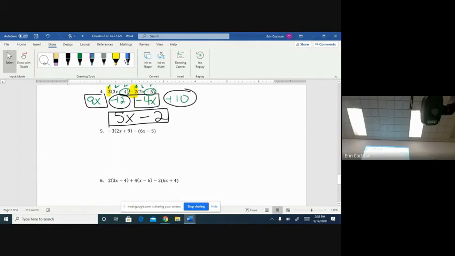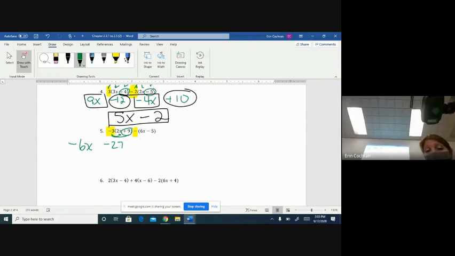All right, number 5. Okay, we can't do what's inside the parentheses. So in the first one, I'm going to distribute a negative 3. And then the second one, we just have a minus sign in between it, so that means I'm distributing a negative 1. Okay. So a negative 3 times 2x is a negative 6x. A negative 3 times a positive 9 is a negative 27.